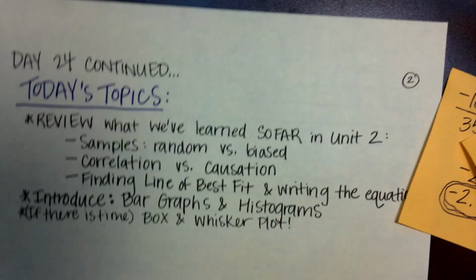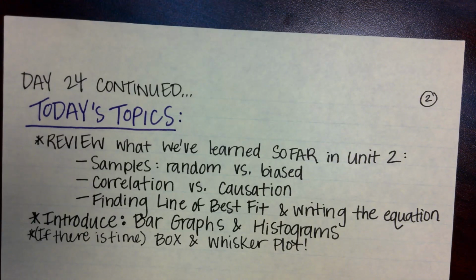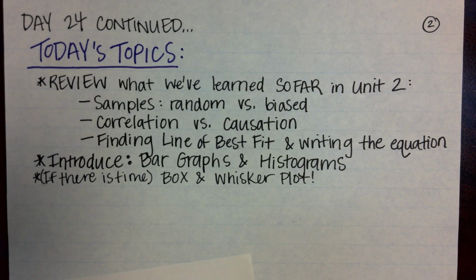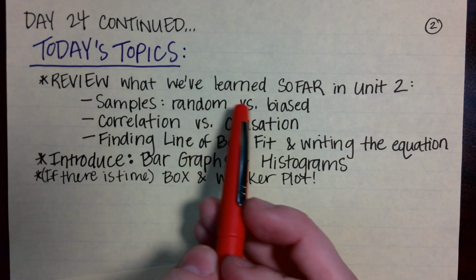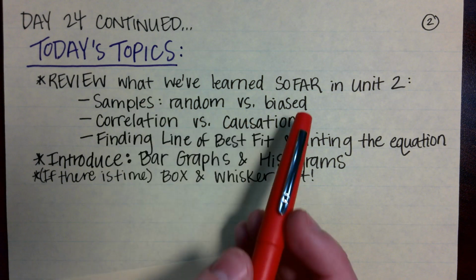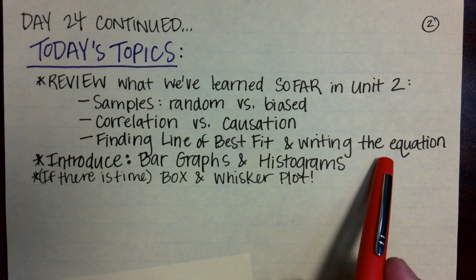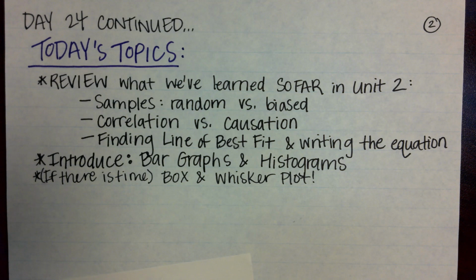So, here's our topics. We are going to review quickly what we've learned so far in Unit 2, and then we're going to introduce a few new things. For this little review, we're just going to talk for a moment. First of all, we learned about samples. We talked about the difference between a random sample versus a biased sample. We talked about correlation versus causation. And we talked about finding the line of best fit and writing the equation for it. So we've done all three of these things just now in our do now example.